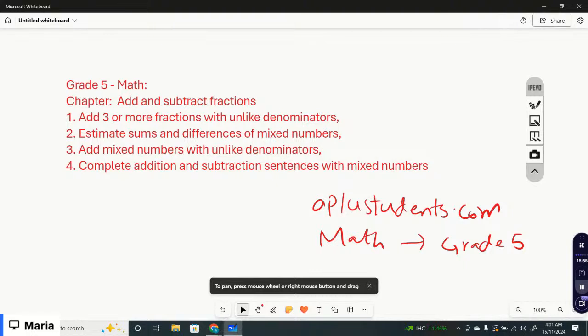The lessons we are going to cover today are add three or more fractions with unlike denominators, estimate sums and differences of mixed numbers, add mixed numbers with unlike denominators, complete addition and subtraction sentences with mixed numbers. So please make sure you have your notebook and pencil so that you can note down the important examples and definitions as well.